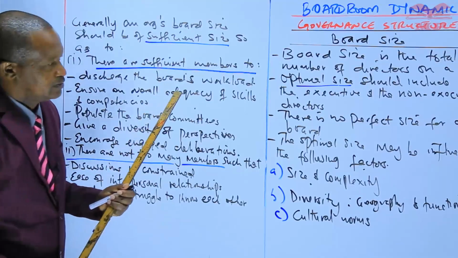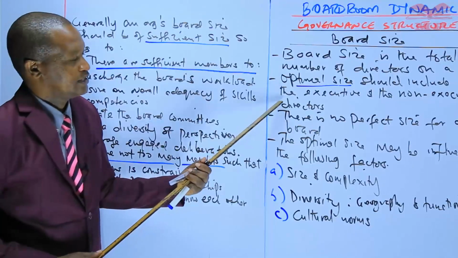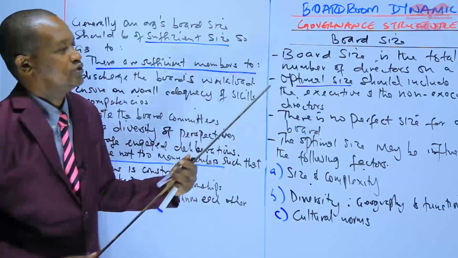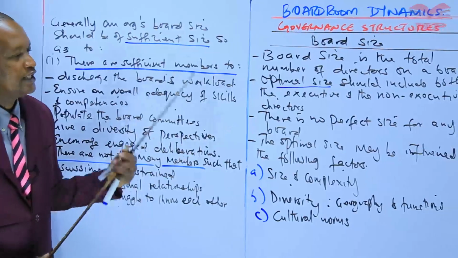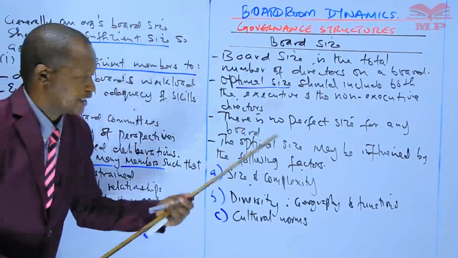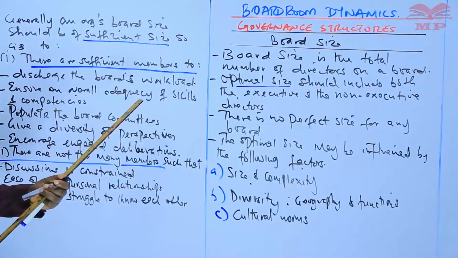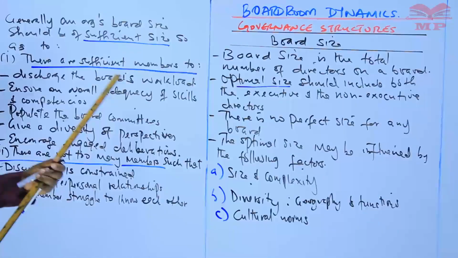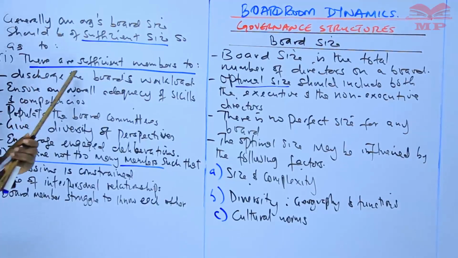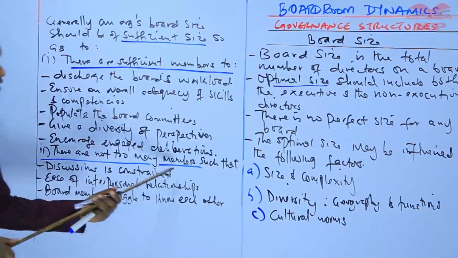So candidates, that will mark the end of this lesson. Remember, I began by setting the lesson objective. I said that by the end of this lesson, you should be able to explain factors that determine an optimal size of a board. I've gone further to explain why a board should have sufficient members and why a board should not have too many members.